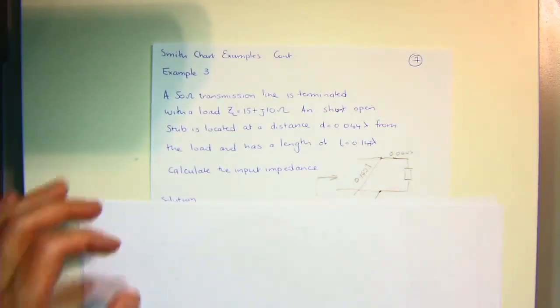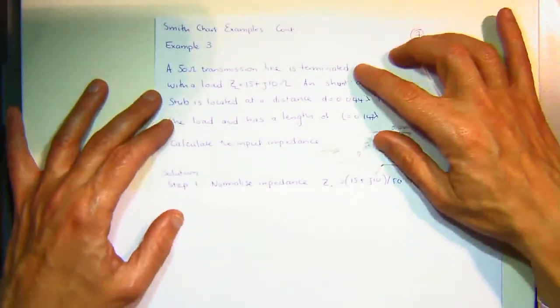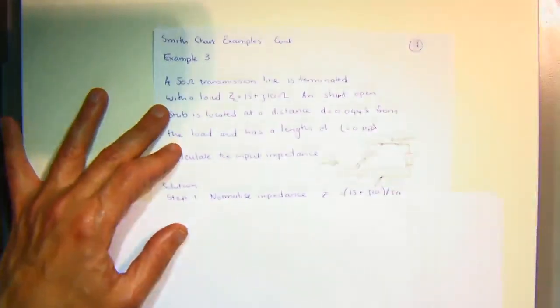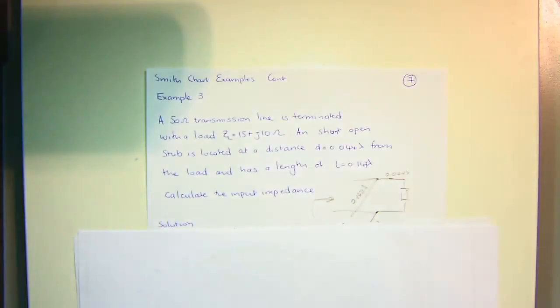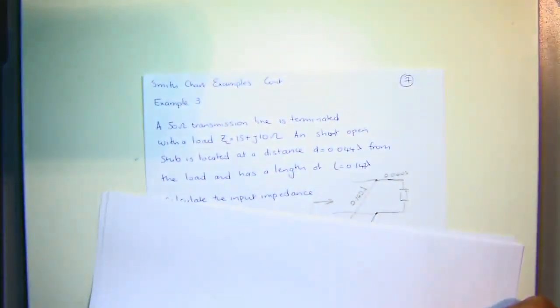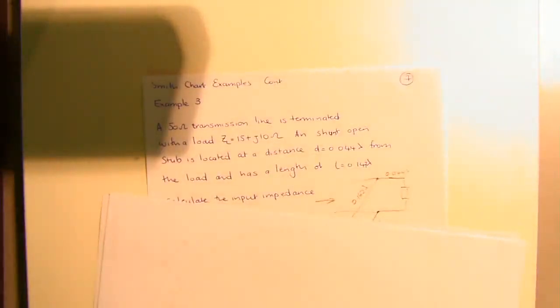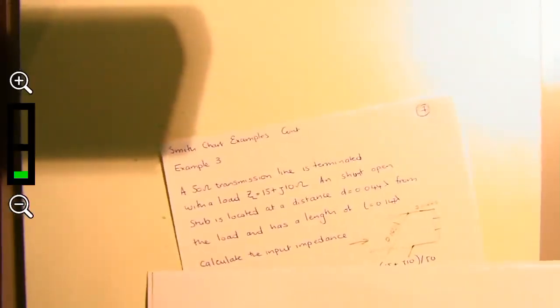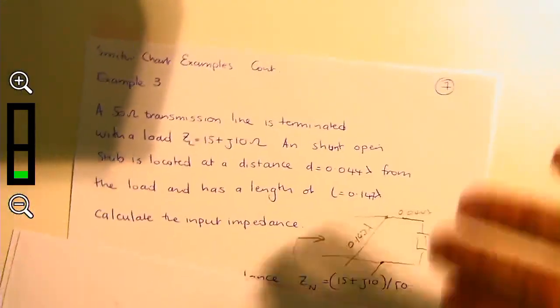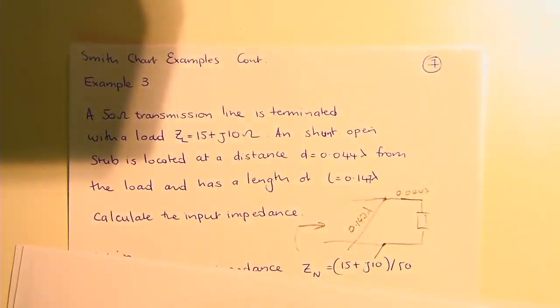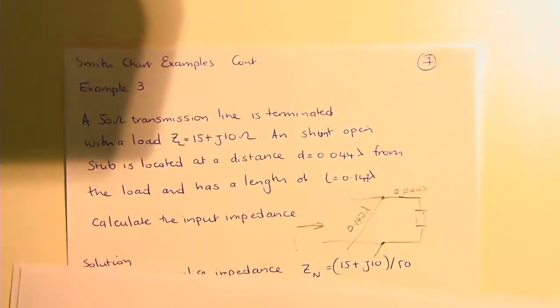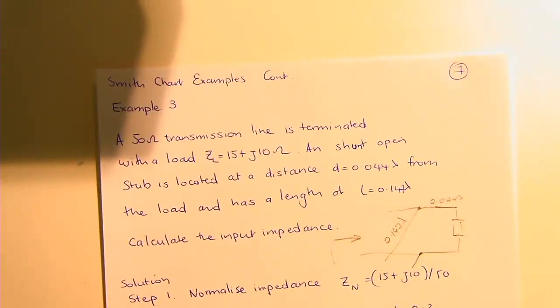It doesn't really help. But so suppose you had a 50 ohm transmission line. You can't see. Sorry, what do I do? Just zoom in. Okay. All right. Hopefully that works. Where's the little... Yeah, okay, maybe that's better.